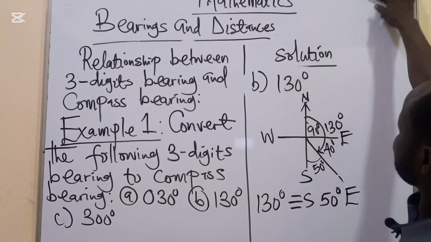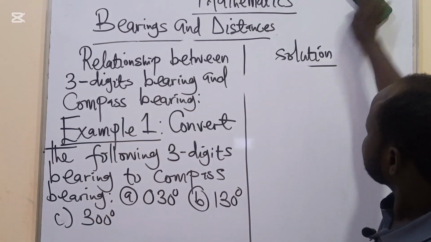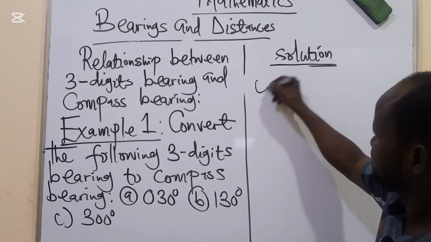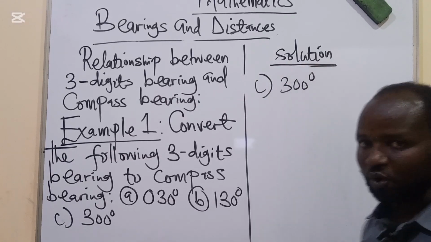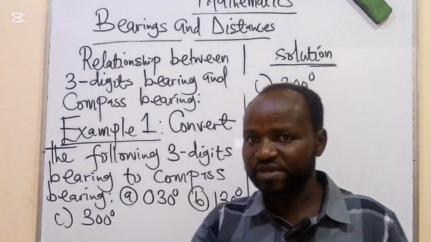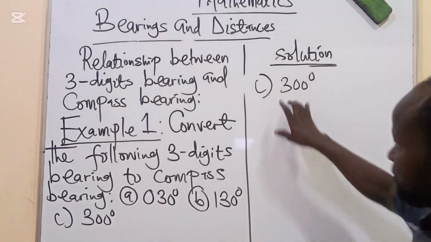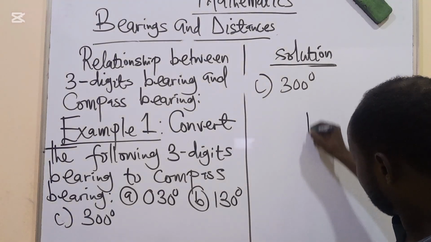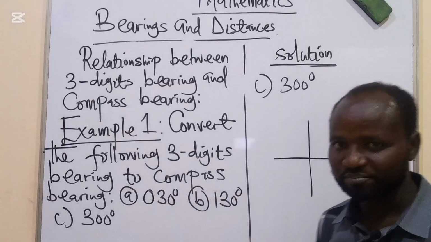Let's quickly solve C. C, we have 300 degrees. We want to find the equivalent compass bearing to this three-digit bearing. This is three-digit now. So follow the same pattern. We draw our cardinal points.